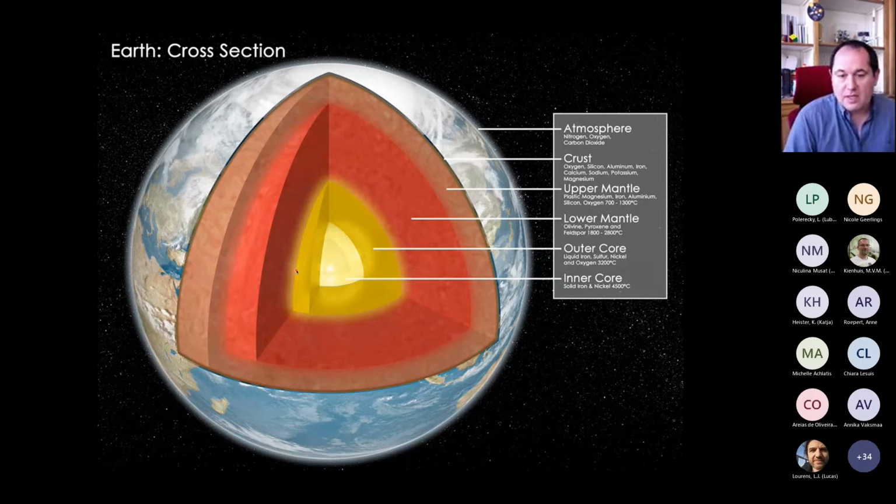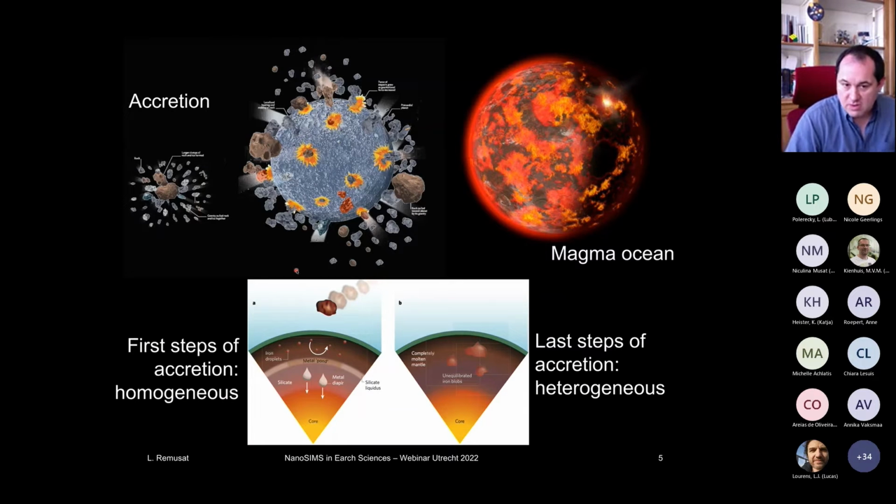So the Earth is a differentiated planet with several layers. We have a metallic core in the middle, then we have a mantle, and the upper layer where we live is the crust. And this structure was acquired after several big processes. Some of them are cataclysmic.